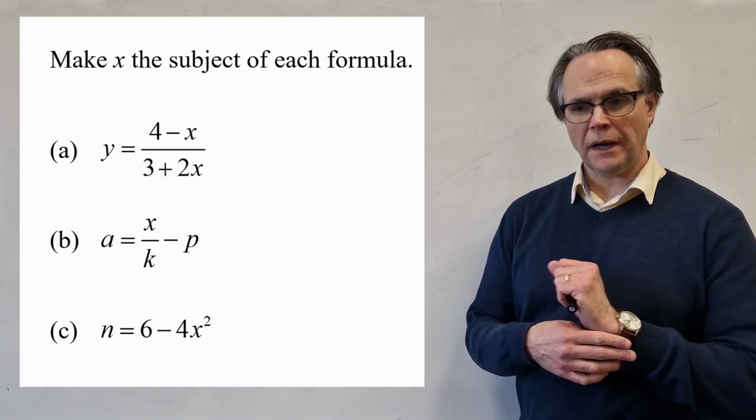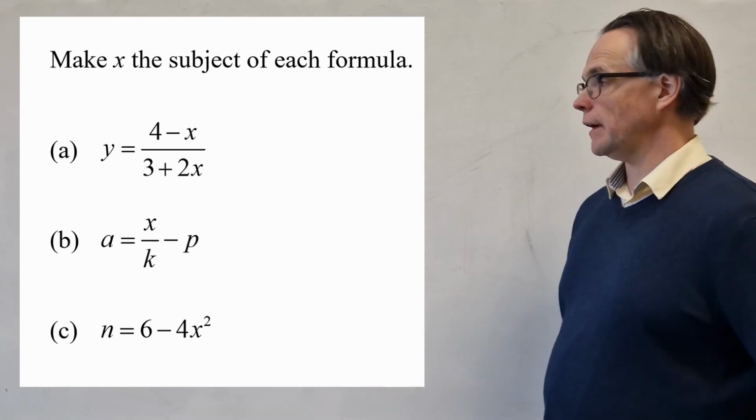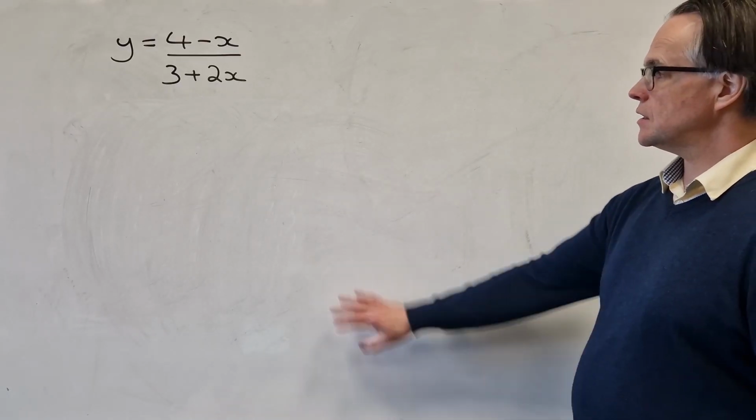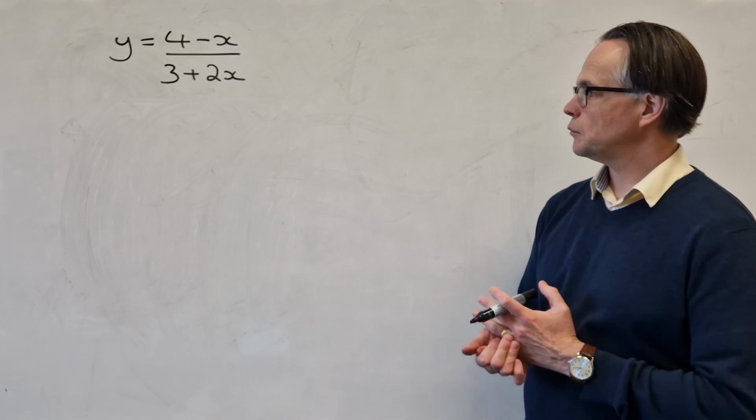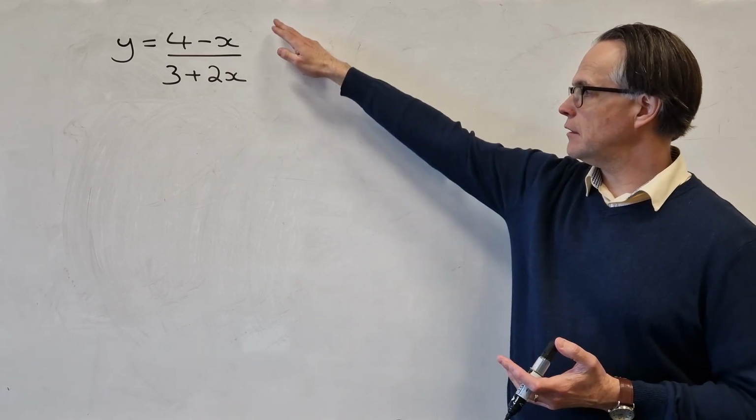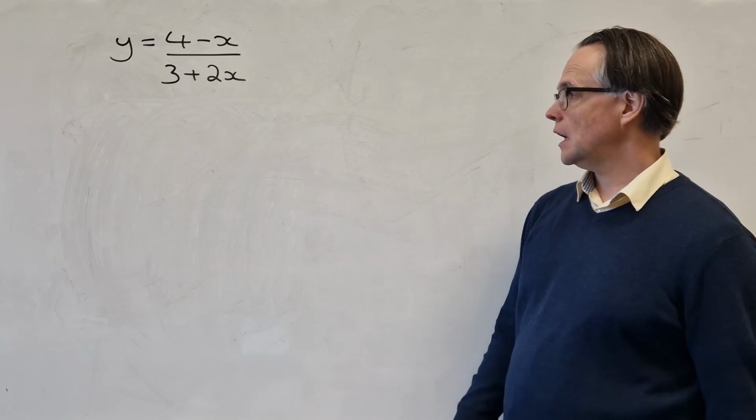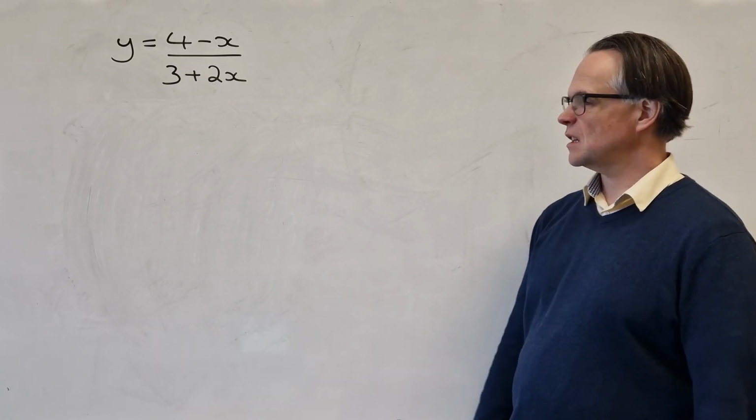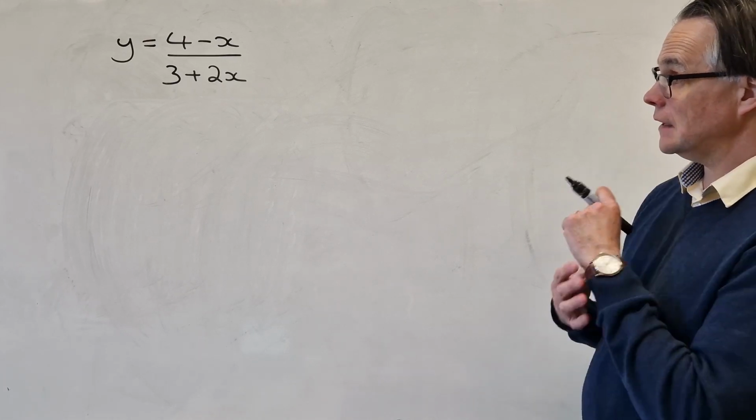Right, so this is a question about rearranging formulas, and there's three different types of formulas that we're going to rearrange. This is the first one. What makes this one tricky is that we've got x appearing twice on the right hand side, and we want to make x the subject. So when this happens, there's a fairly standard method for doing these. This is what you do.